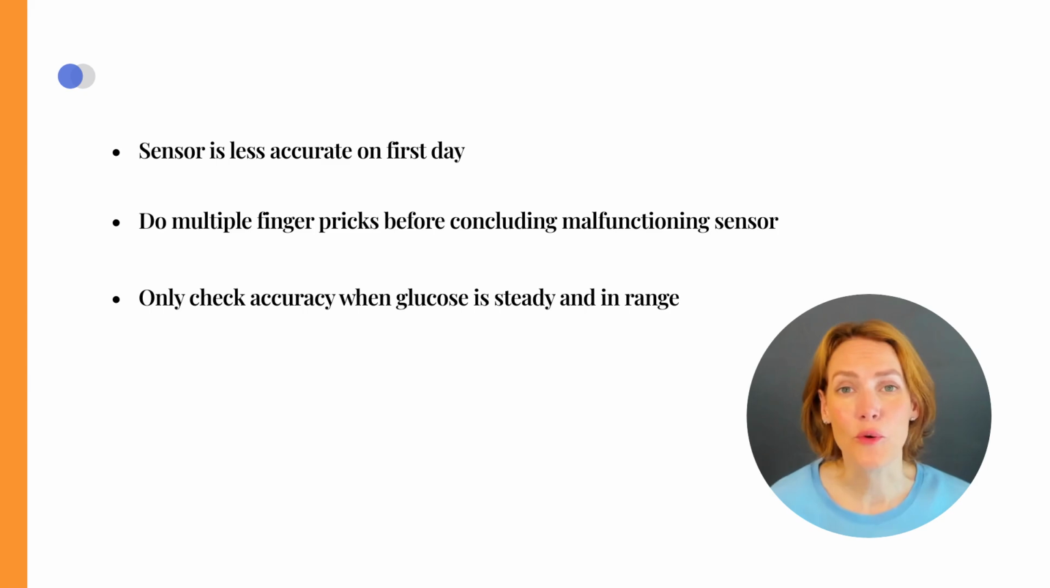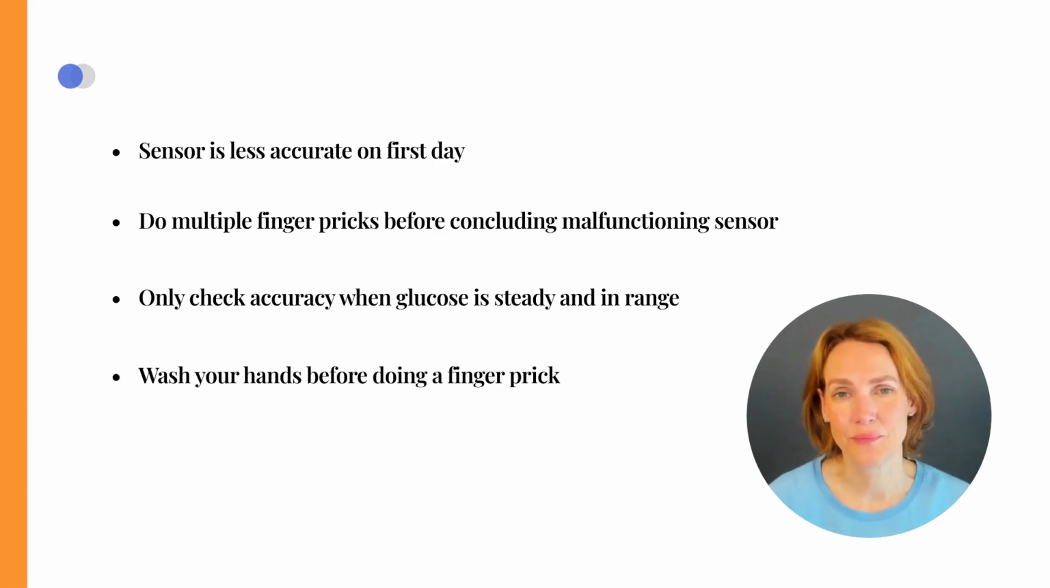Opt for a time when your glucose levels have been steady for 30 minutes, indicated by a flat arrow on your sensor, and also within range, that is between 70 to 180 mg per deciliter or 3.9 to 10 millimole per liter. Wash your hands before you carry out a finger prick.